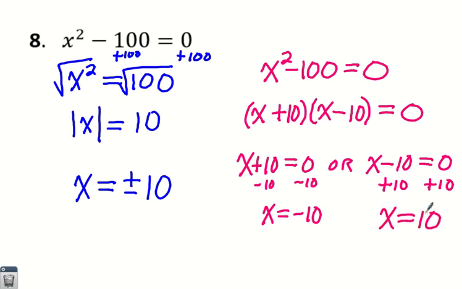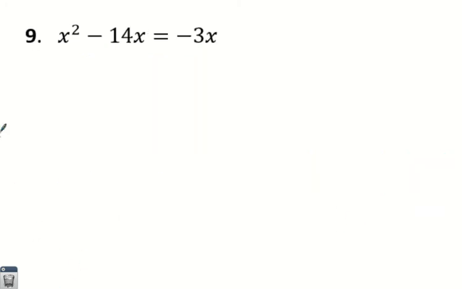And, surprise, surprise, we get plus or minus 10, which we already knew, basically, because we did it already. Okay, how about this one? What would we do here? Well, first we'd look to get everything on one side.